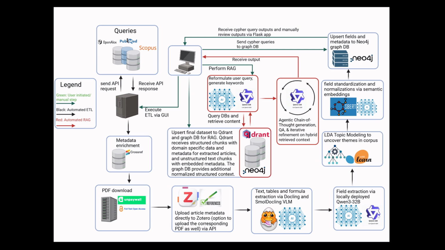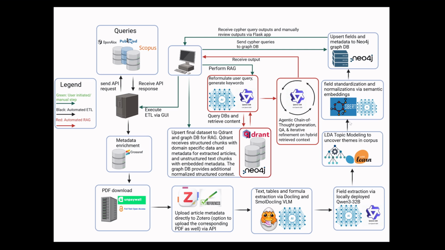There's multiple fields you can extract. You can select many fields from the GUI. Once that step is done, it goes through LDA topic modeling to identify the themes within your corpus and categorizes your articles based on that overarching theme.